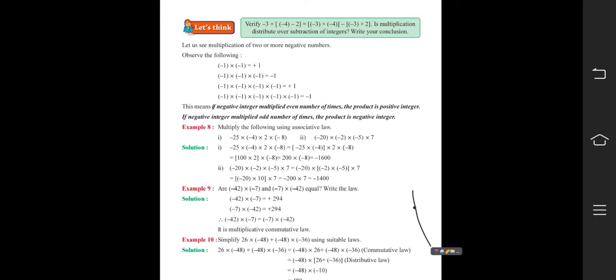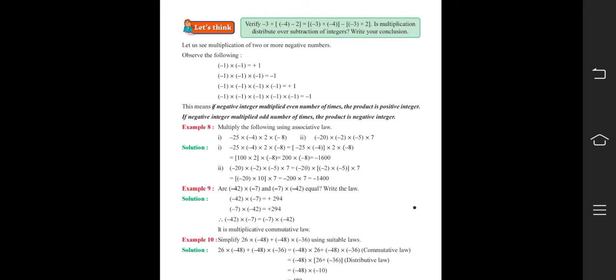Next, the last one, how many times repeated? 1, 2, 3, 4, 5 times repeated. So 5 is an odd number. So that's why it will get a negative answer. Okay? Did you understand now? If the negative integer is multiplied an even number of times, the answer is positive. If a negative integer is multiplied an odd number of times, the product is negative.